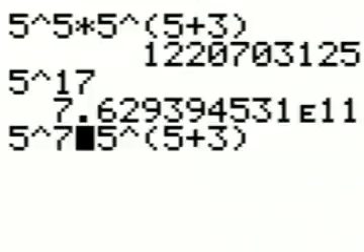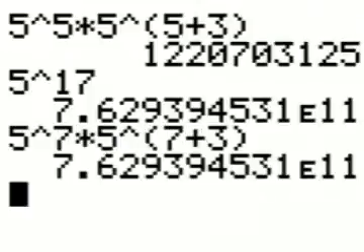So 5 to the 7th power times 5 to the 7 plus 3, enter. And was that really equal to 5 to the 17th? Sure was. Okay? So just another way you can check yourself very quickly.